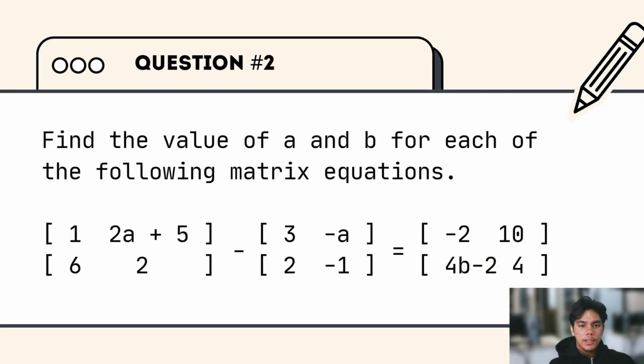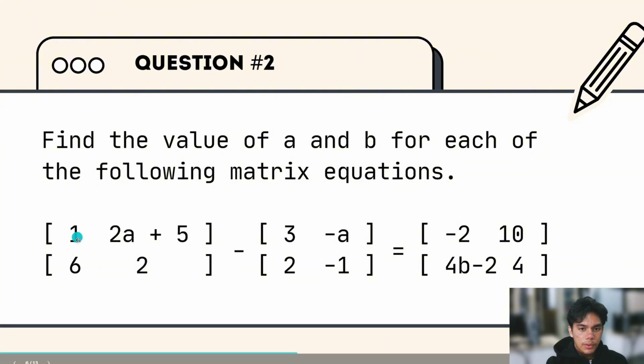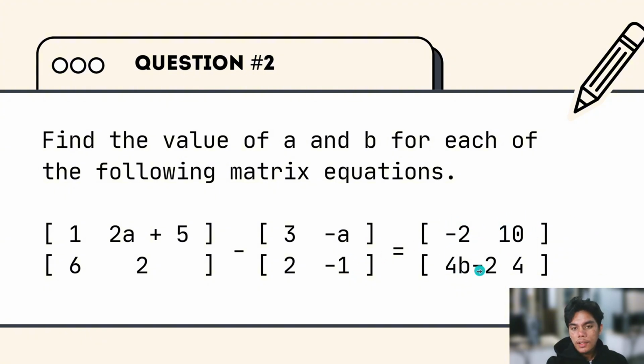So, moving on to question number 2. The question is, find the value of A and B for each of the following matrix equations. So, as we can see, we've got this equation. We're going to call these A, B, and C. From A, we can see that it is 1, 2A plus 5, 6, and 2. And for B it is 3 minus A, negative A, 2, and negative 1. And for C it is negative 2, 10, 4b negative 4b minus 2 and 4.